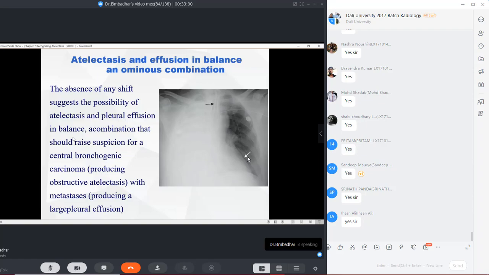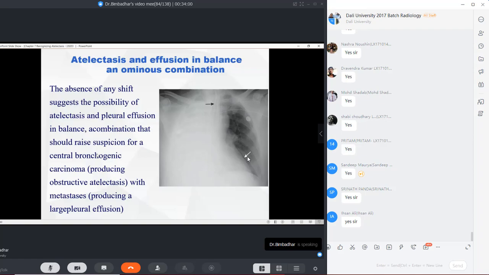Now you see here there is atelectasis, there is also pleural effusion. They are working together. And what is the most common condition that is causing both atelectasis and pleural effusion? It is the central bronchogenic carcinoma, central lung cancer, we call it. That one is causing obstructive atelectasis and also the metastasis, which is causing large pleural effusion. And now they are working in combination.